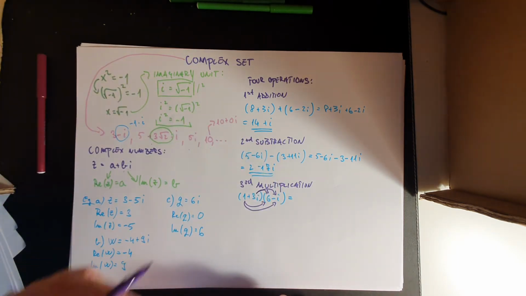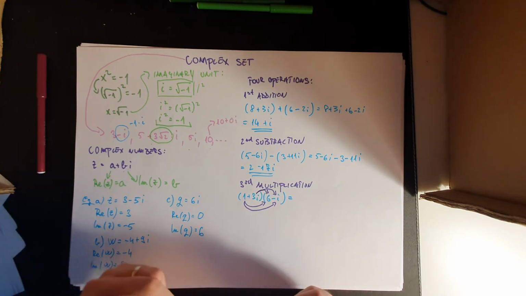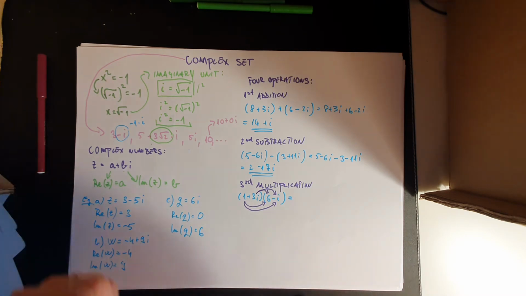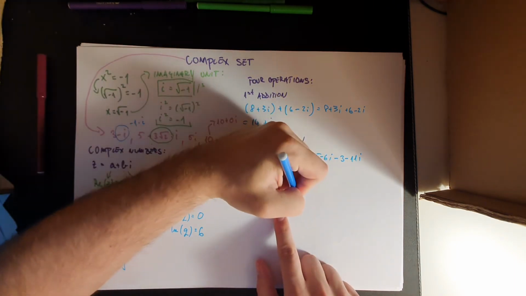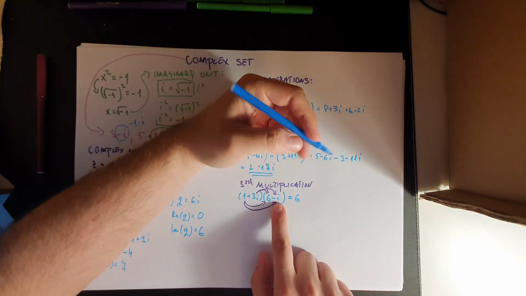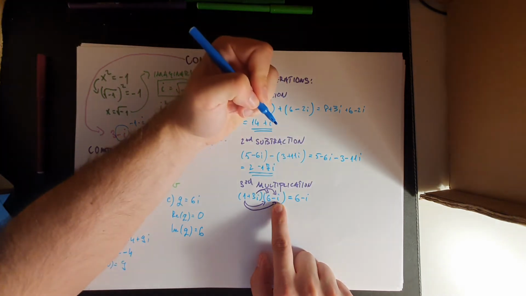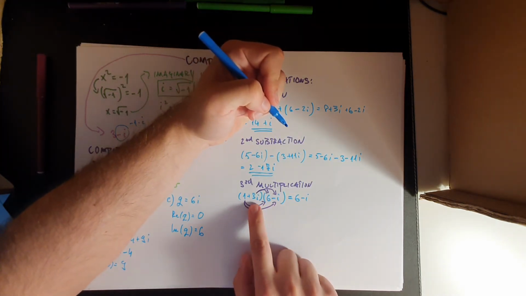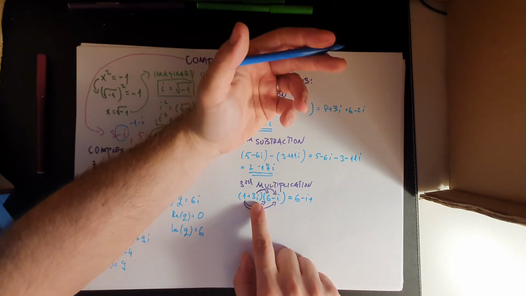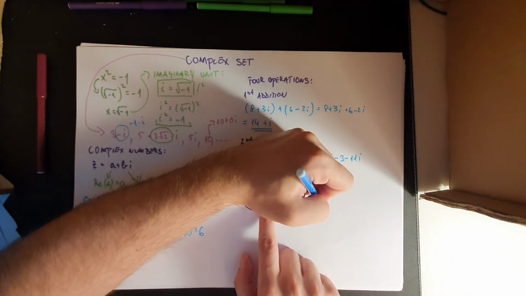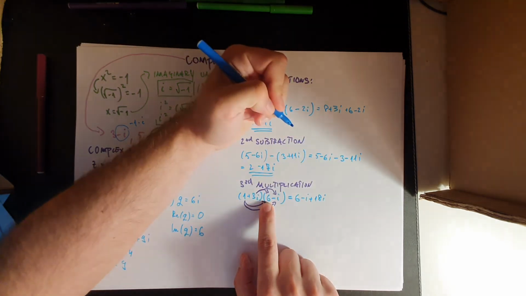So multiply everything with that. I'm actually drawing everything here so I know what I'm going to do. So let's start. 1 times 6 is 6. 1 times minus i is minus i. We continue on. Plus 3i times 6, which is going to give us 18i.